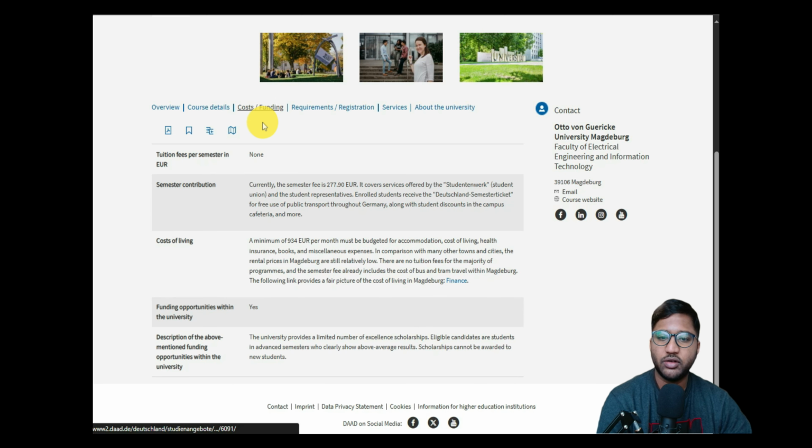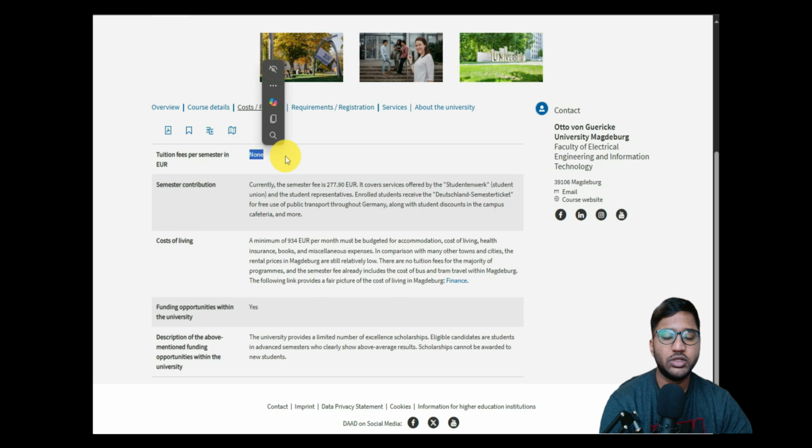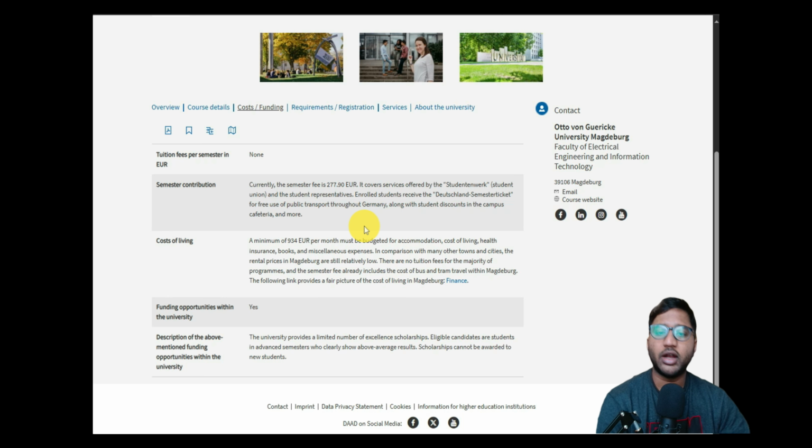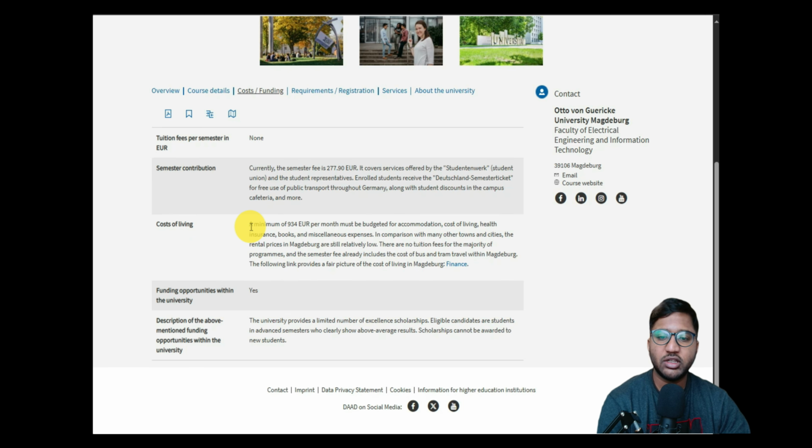Then you can click on costs and funding. As we said, there is no tuition fee for this particular course at the college, which is none, but you will have your semester contribution of 277 euros. In this 277 euros, you will have your student ticket and also the Deutschland semester ticket, where you can travel around whole Germany as of now. But once the Deutschland ticket is cancelled, then you will only get the ticket for NRW or Magdeburg, where you can freely roam around. Then cost of living, they have estimated as a minimum of 934 per month for a student living in Magdeburg.